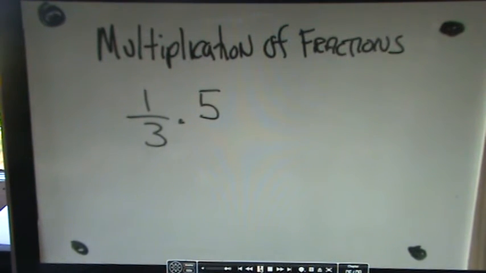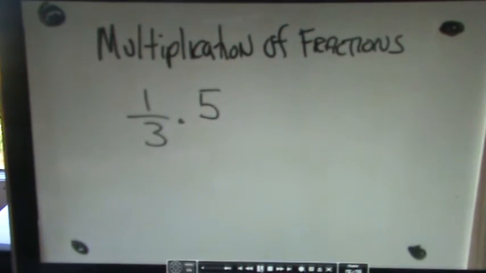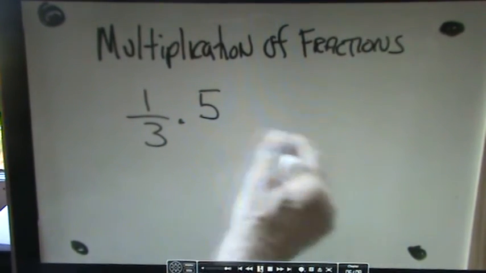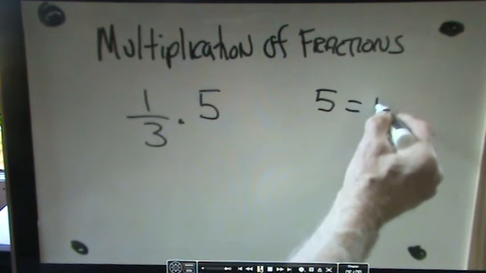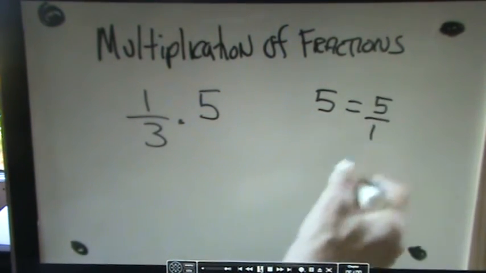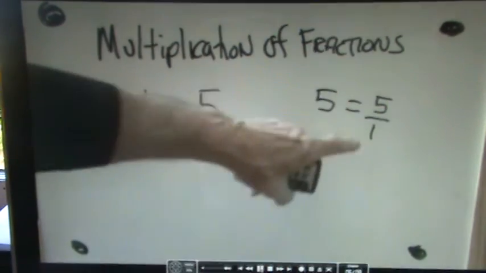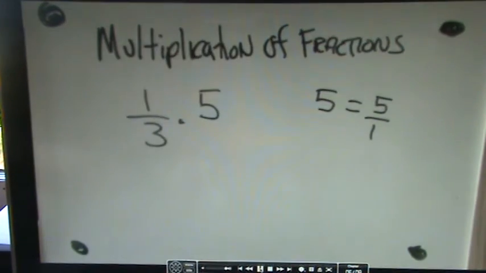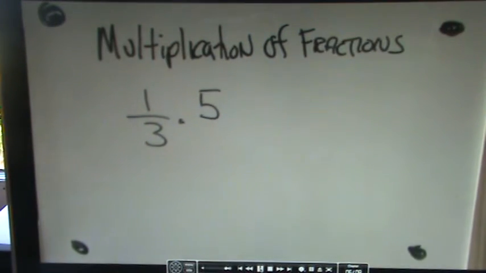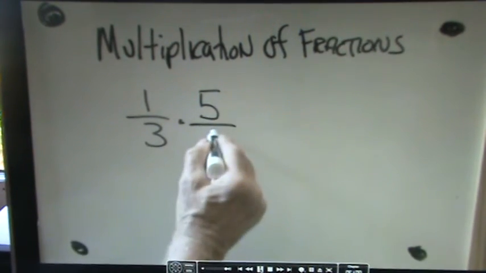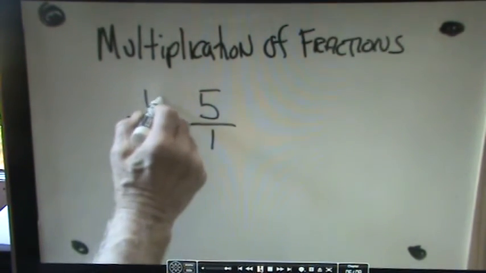All right, now here we have the fraction 1/3 times a whole number, the whole number 5. Well, a skill that we know is that a whole number is equal to the whole number over 1. It's the same exact thing. 5 is equal to 5 over 1 because 1 is divided into 5 times. So when you are multiplying fractions, and you have a fraction and a whole number, you just put the whole number over 1 like that. Now you have 2 fractions, and you just multiply.